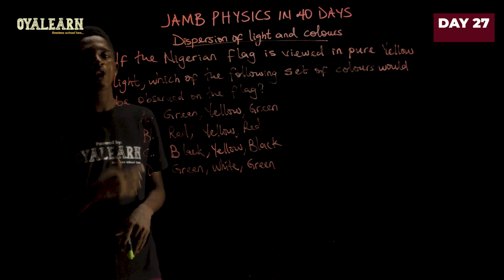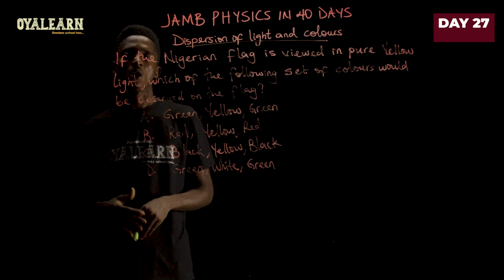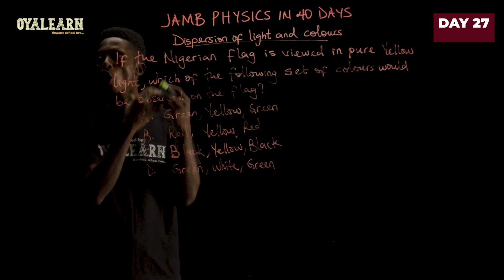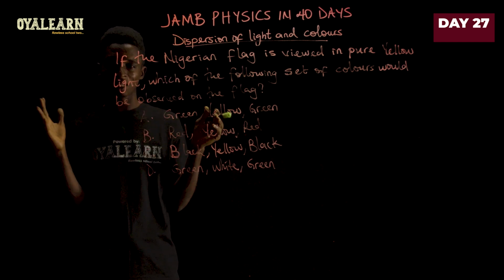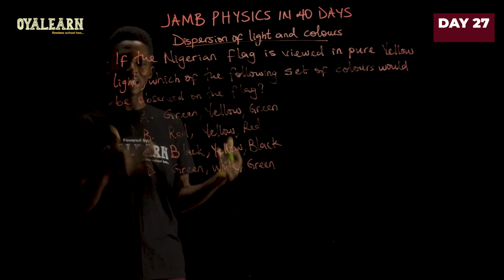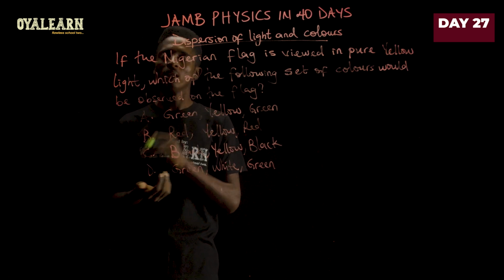Now, when you place it under a pure yellow light source, what will happen is that the green part of the flag is going to absorb all of the yellow light and reflect nothing back. So as a result, the green is going to appear black or dark under yellow light.